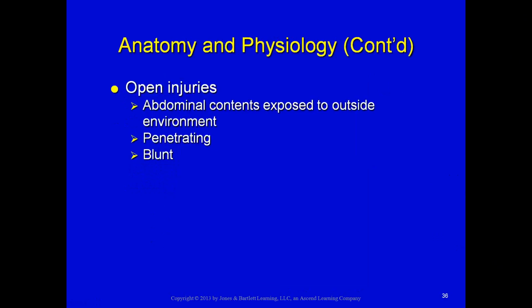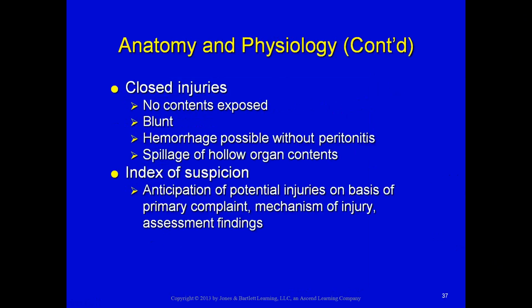So lots of stuff in the abdomen, and whether it's blunt or penetrating trauma, you may suspect some significant hemorrhage, which is going to be very difficult to control. With open injuries, the abdominal contents are exposed to the outside environment. You can see those most often with penetrating knife wounds, gunshots, those sort of things, but they can occur as a result of blunt trauma as well.